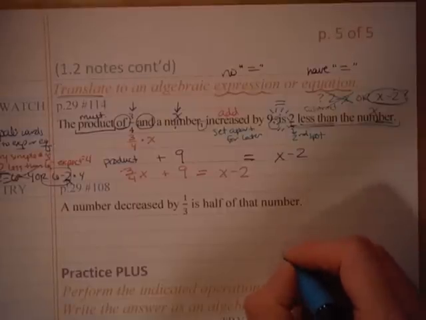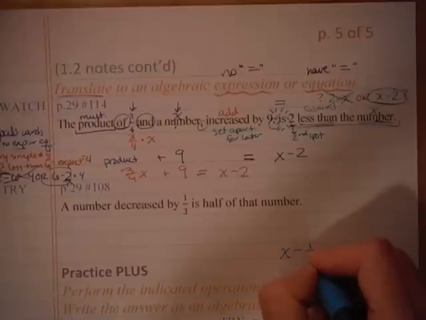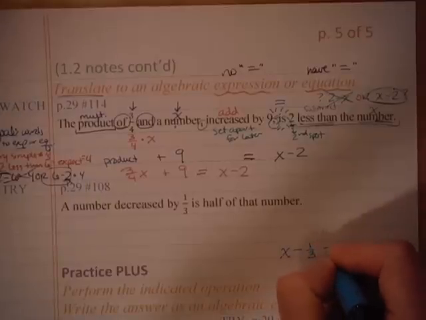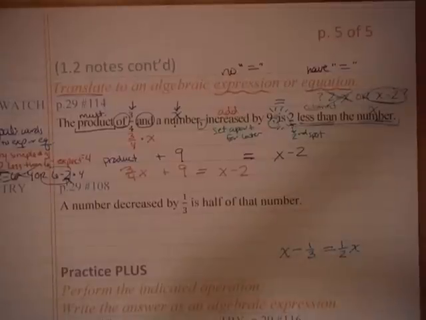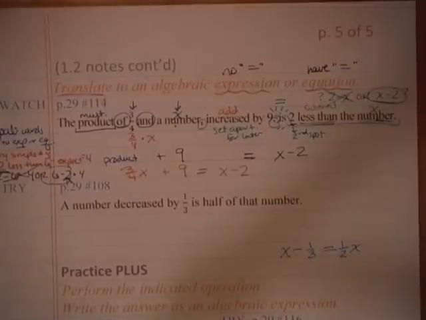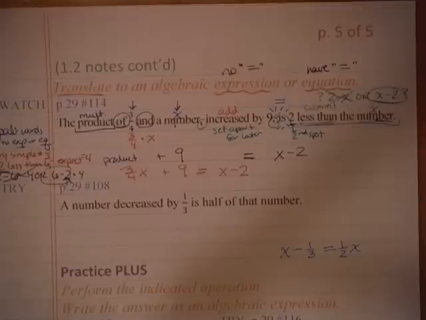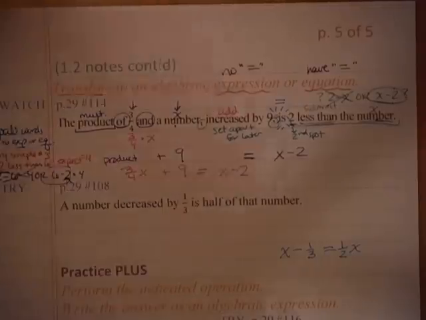When you translate this, and this is also an equation, x minus 1/3 is equal to 1/2 times x. Okay, again, we don't have to simplify, try to move things around, combine, LCD, none of that. Just the translation at this point. Okay, we'll see you at the bottom of the page.